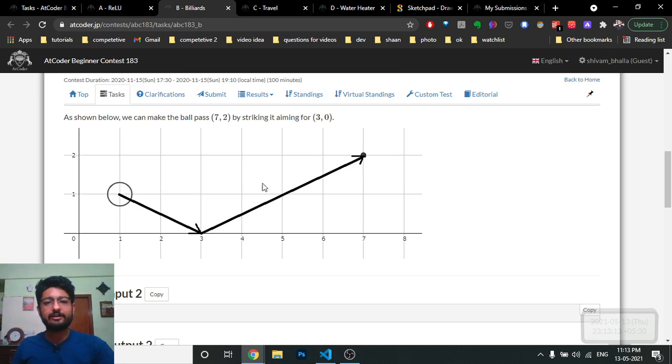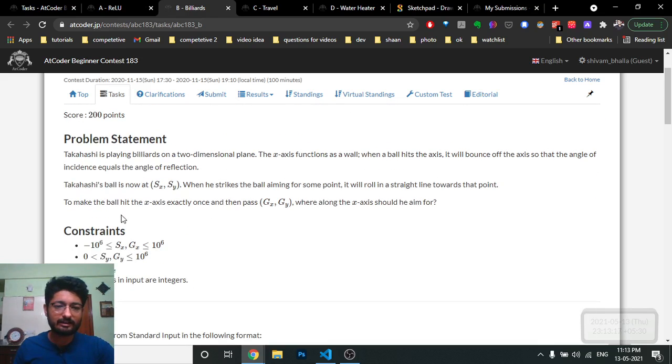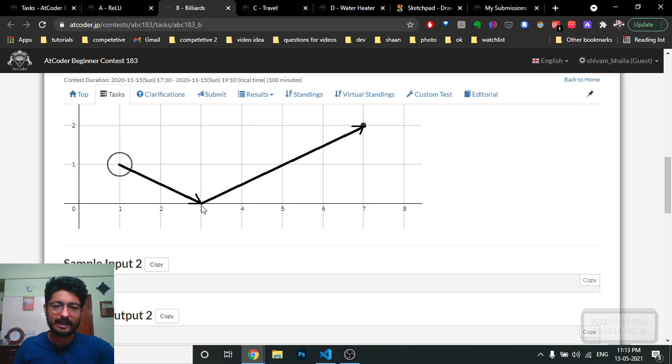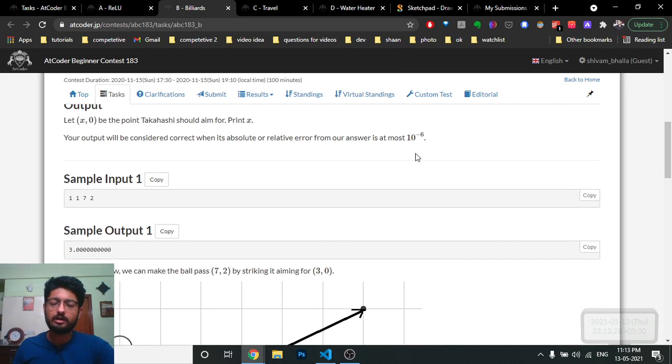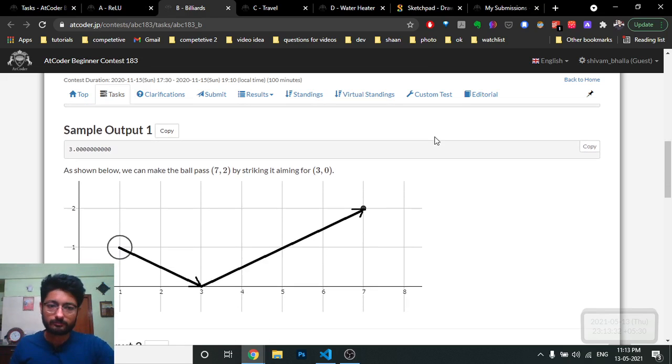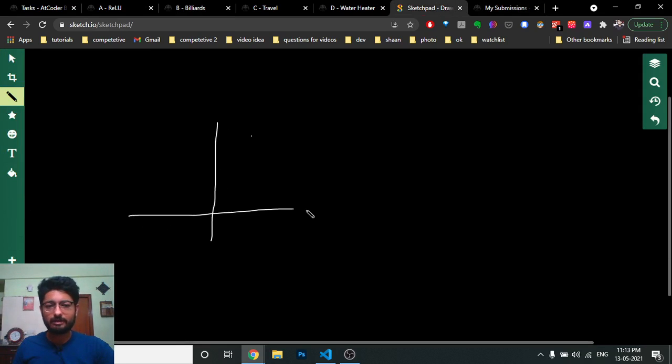So the problem is asking what is the x component at which you actually have to hit the ball? Okay, from 0, what is the x coordinate? In this case, as you can see, at 3 point something like this, you can hit that, but as you can see, it can be in double form. You just have to print out with 10 to the -6 accuracy, precision. Now you can just draw this example, then you can make it very clear.